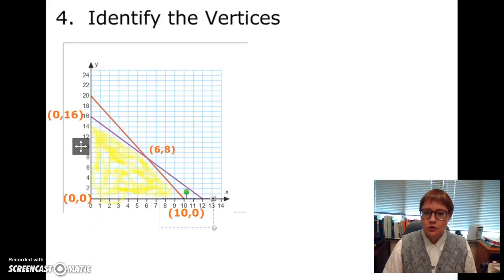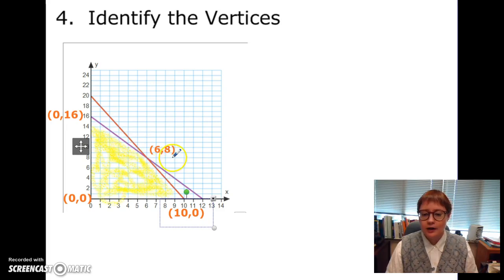Now that the constraints are graphed, I need to go around and identify the vertices. Remember that vertices are intersection points between the lines in our system that sit on the edge of our shaded region. So taking a look here, I see that my two axes intersect at the origin, so 0, 0 is a vertex. My purple line and my vertical line intersect at 0, 16. That's going to be a vertex.